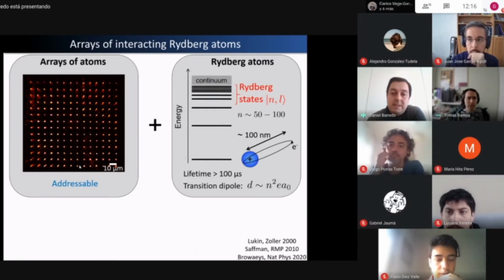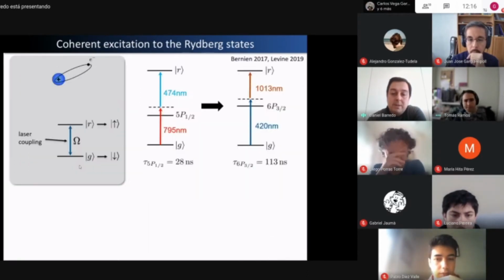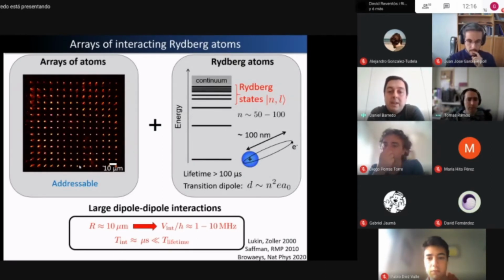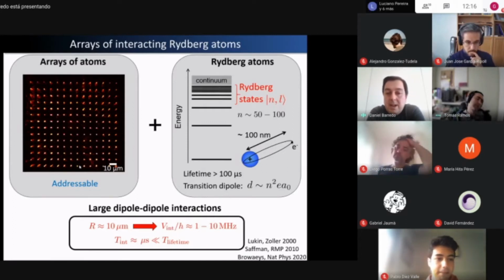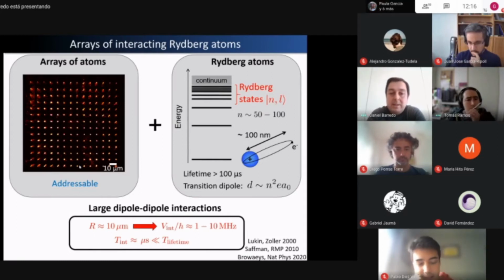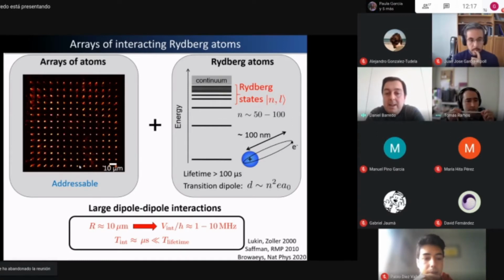And these two properties allow for the quantum simulation of complex condensed matter systems on a very different and also more convenient length scale and also time scale. Because you see that for distances of a few micrometers, one can get easily interaction energies of a few megahertz, which means that the interaction time, or the time in which the dynamics takes place, is on the microsecond time scale, which is still much smaller than the typical lifetime of the Rydberg states.